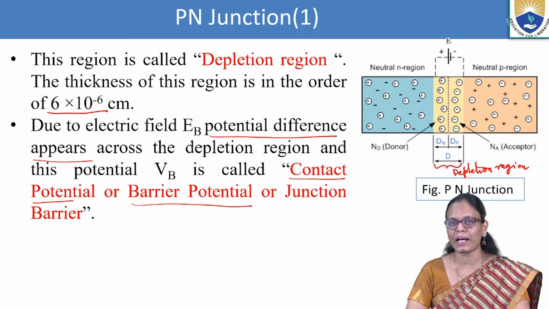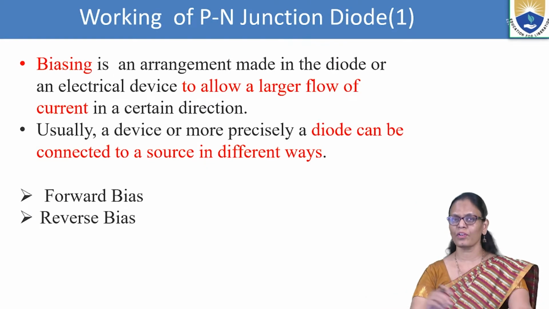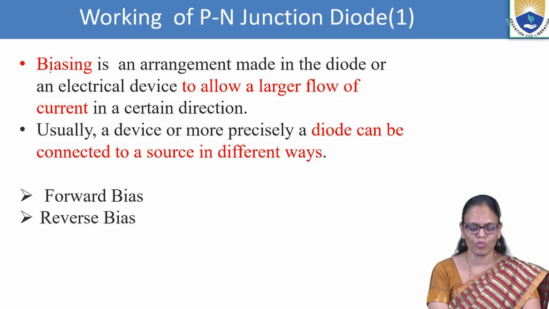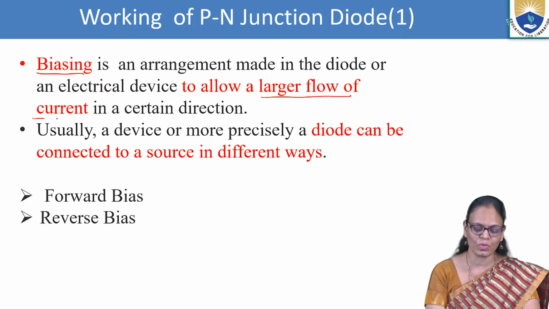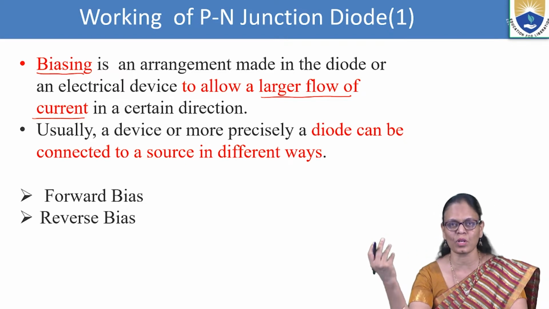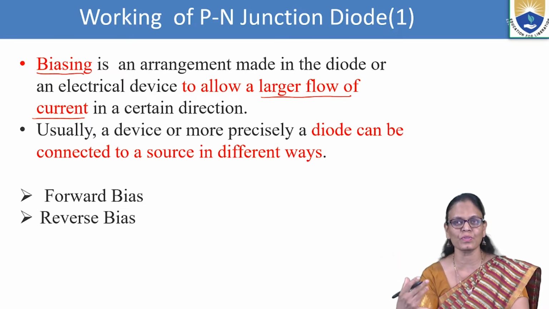This means there is a barrier formed for the further movement of electrons and holes from the P side onto the N side or the N side to the P side. So the movement is stopped. Now what we have to do is biasing. What is biasing? It is an arrangement made in the diode or any electrical device to allow a larger flow of current. When the movement of these charge carriers is stopped, there is no current. But by biasing, we lower the potential barrier, thereby facilitating the easy movement of charge carriers, which gives rise to current.